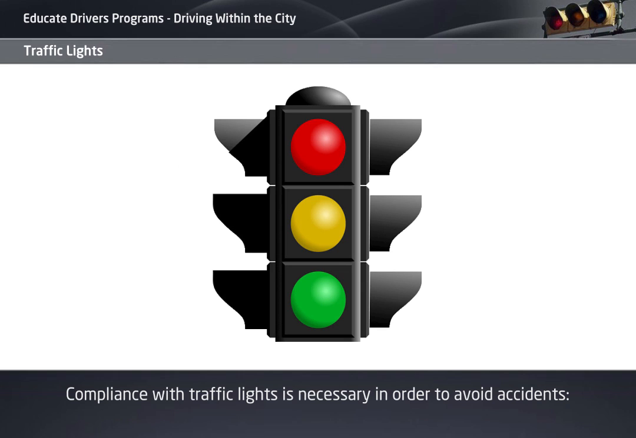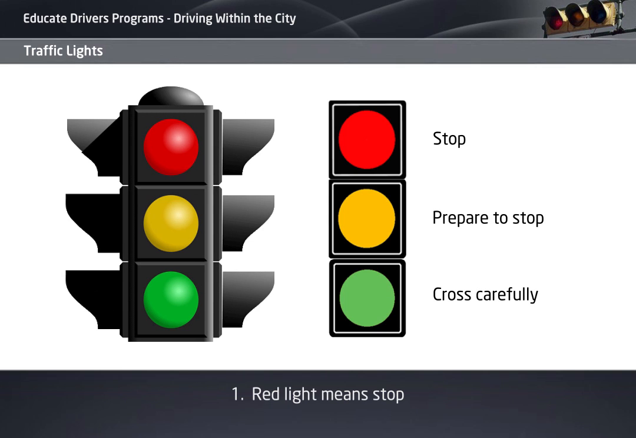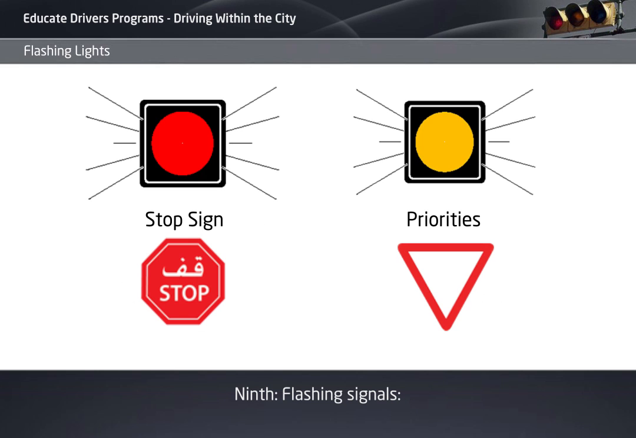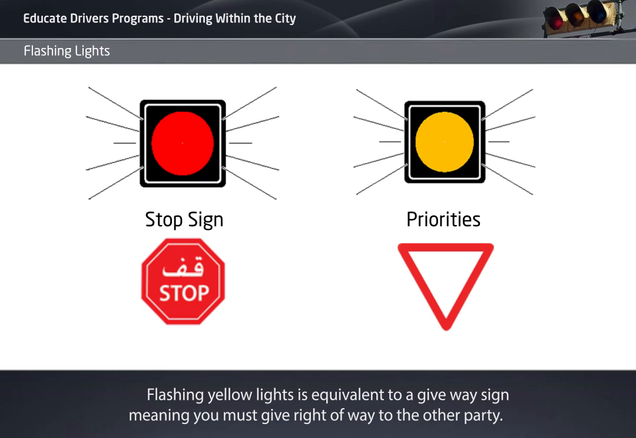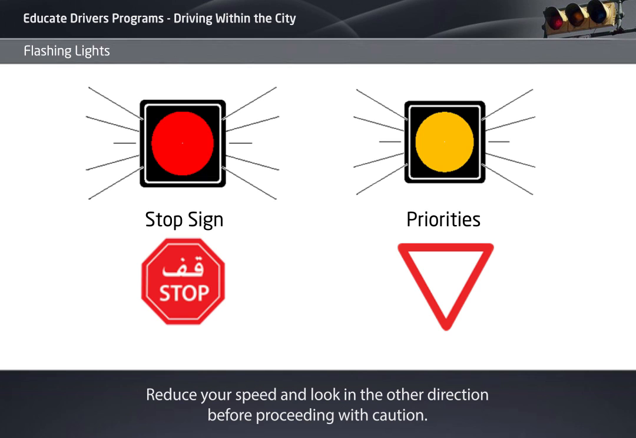Eighth, most main intersections are controlled by traffic lights. Compliance with traffic lights is necessary in order to avoid accidents. 1. Red light means stop. 2. Green light means cross carefully. 3. Amber light means prepare to stop. 9th, flashing signals. Flashing red lights is equivalent to a red light. You must stop and proceed with caution. Flashing yellow lights is equivalent to a giveaway sign, meaning you must give right of way to the other party. Reduce your speed and look in the other direction before proceeding with caution.